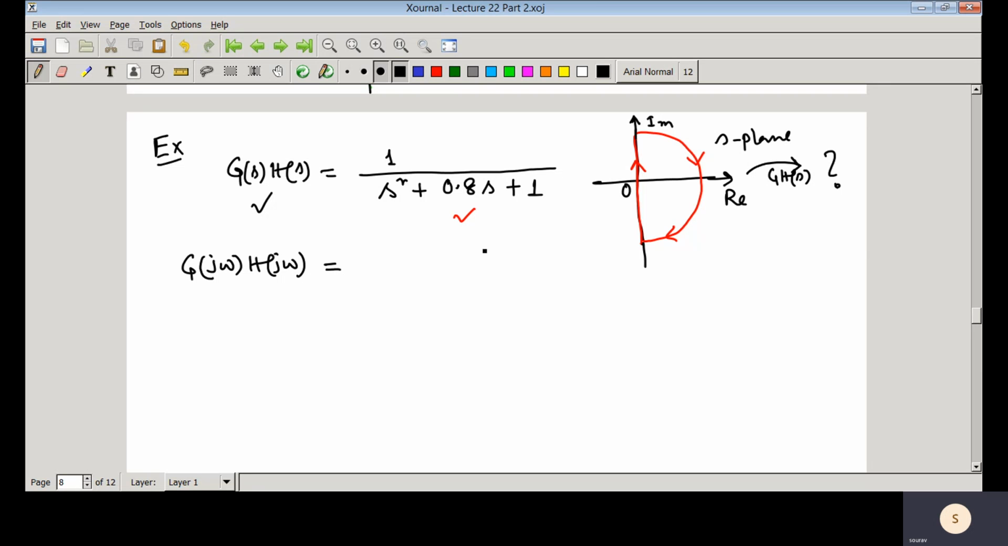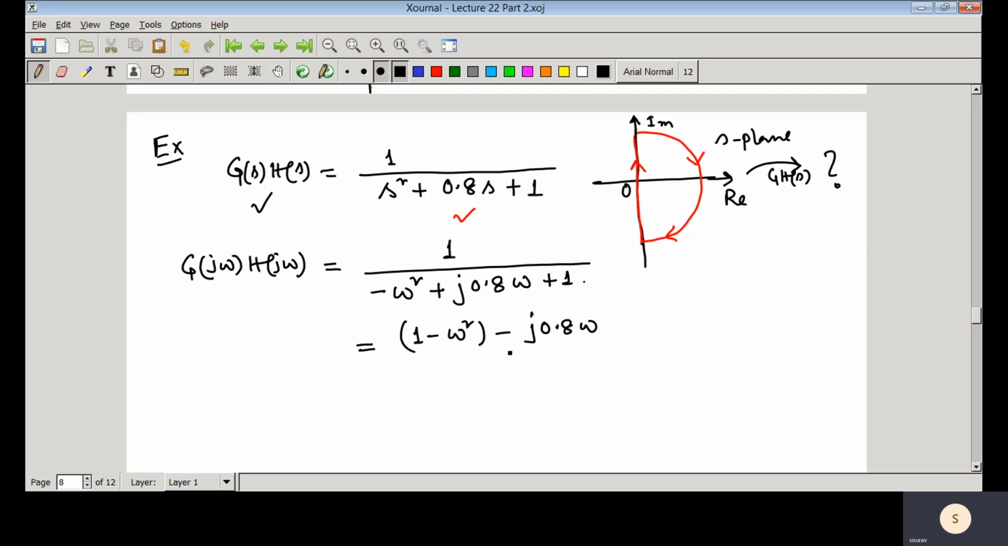That means what would be that steady state frequency response. So whenever you will be drawing that Nyquist plot, the first step is to replace s by j omega. So if we replace that one, we get j omega plus 1, and you just rationalize it. If you rationalize that, you would have 1 minus omega square minus j 0.8 omega divided by 1 minus omega square plus 0.64 omega square.